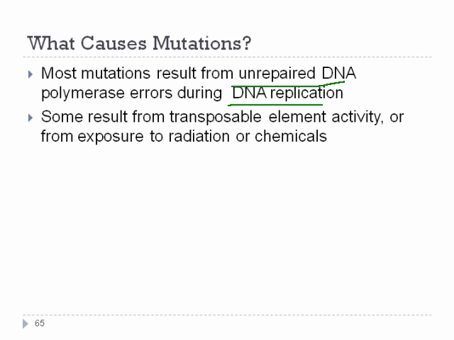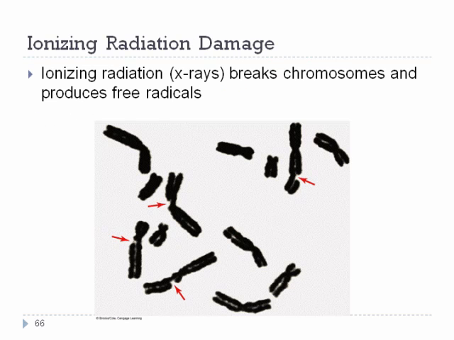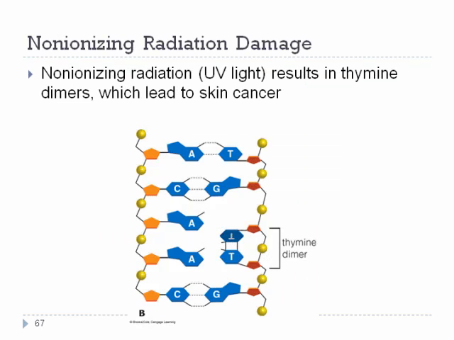Most mutations are from not repairing those errors that DNA polymerase encounters during DNA replication, but there's other things. We can be exposed to radiation or chemicals, or even sometimes diseases that can cause mutations. Ionizing radiation breaks chromosomes. So here is a karyotype analysis where you can see broken parts of chromosomes, and that can cause mutations.